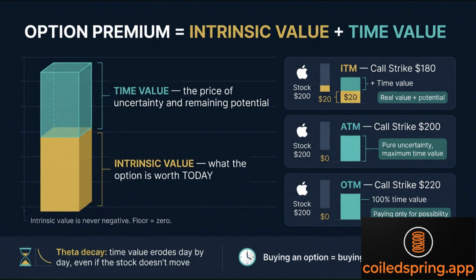So here's the synthesis, and it's the line that ties this entire slide together. When you buy an option, you are buying time and you are buying potential. You're buying the right to participate in a future move. The intrinsic value tells you what that move is worth today.